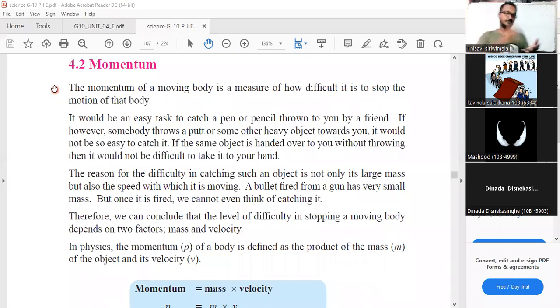So the leather ball has a greater momentum than the tennis ball, and the mass of the coconut is more, so it has the highest amount of momentum. When the momentum is increasing, it is difficult for us to stop the object. That is the basic idea.